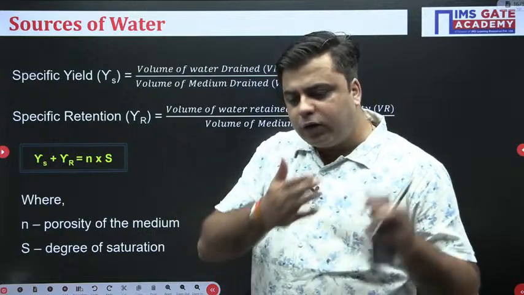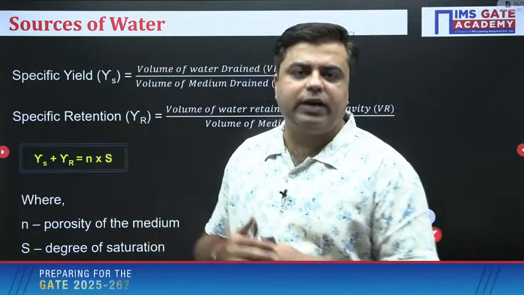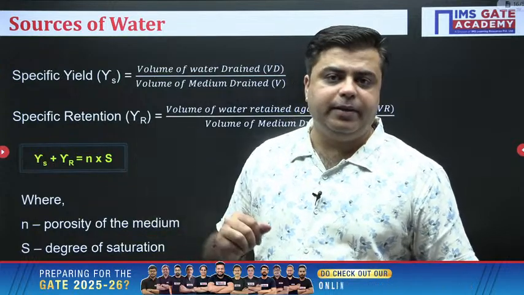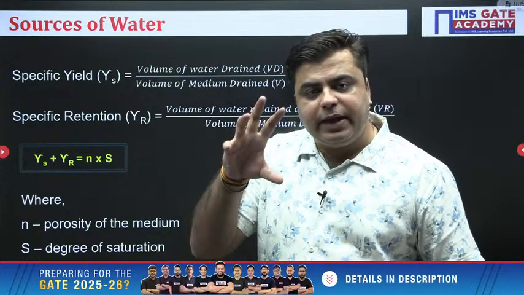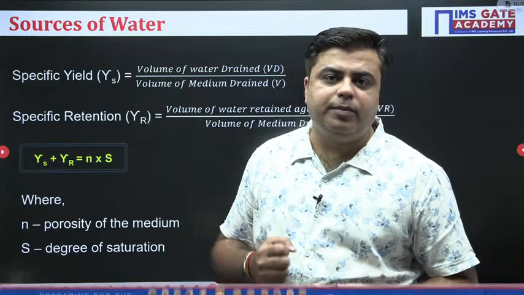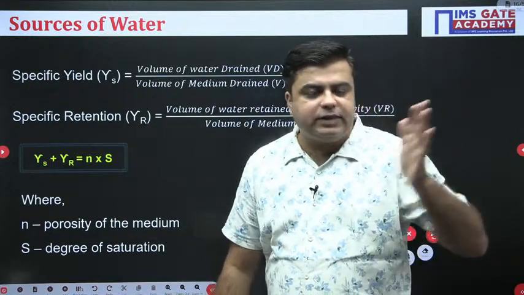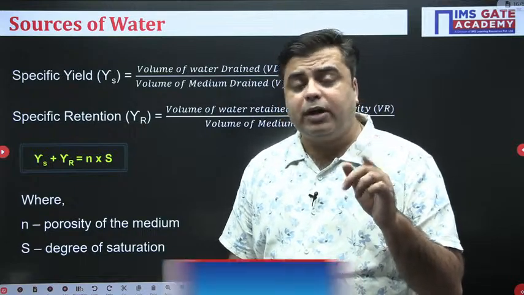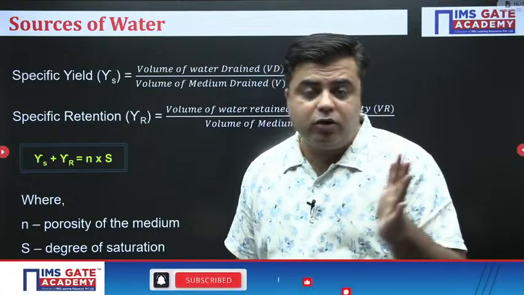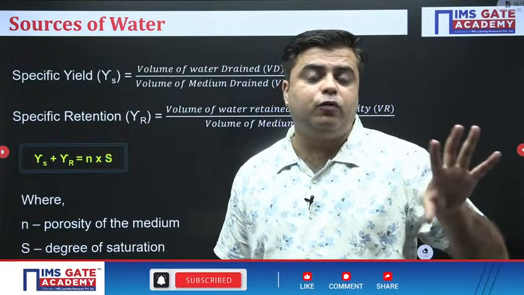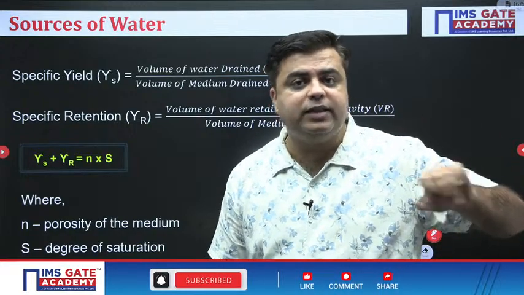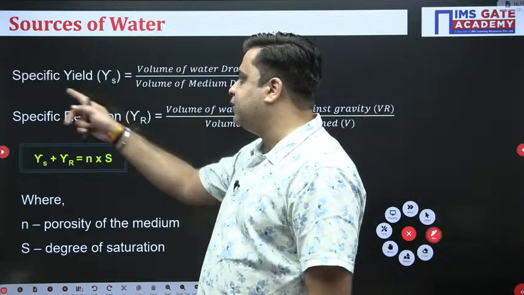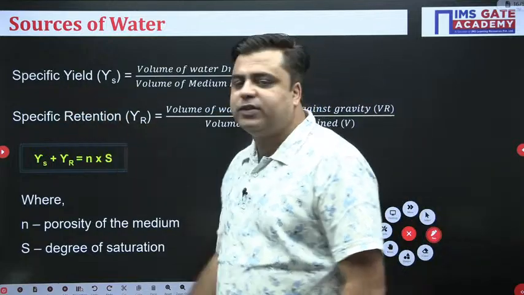Now, if the water is flowing under the action of gravity, all the water will not flow out from the soil medium. Some water will be adsorbed over the surface of the soil medium. Now sir, how to check how much amount of water will flow out, how much amount of water will be adsorbed or retained in the soil medium? In order to analyze that, we have two factors called specific yield and specific retention.